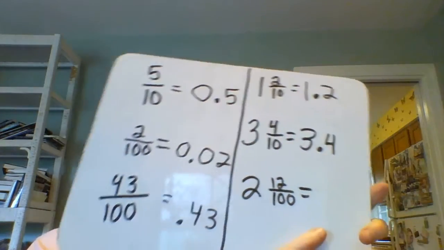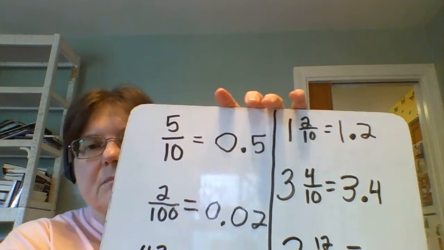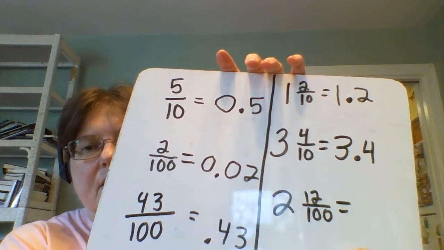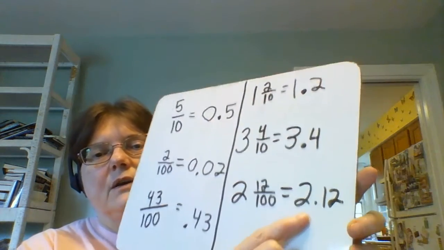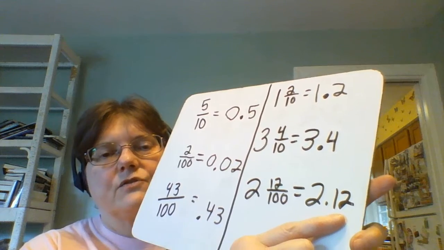What would 2 12 hundredths be? It would be 2.12. 2 12 hundredths.